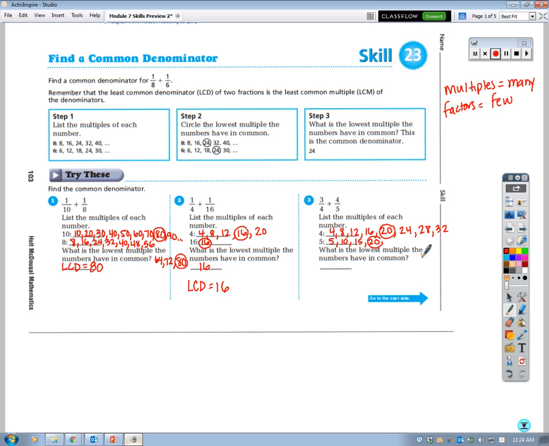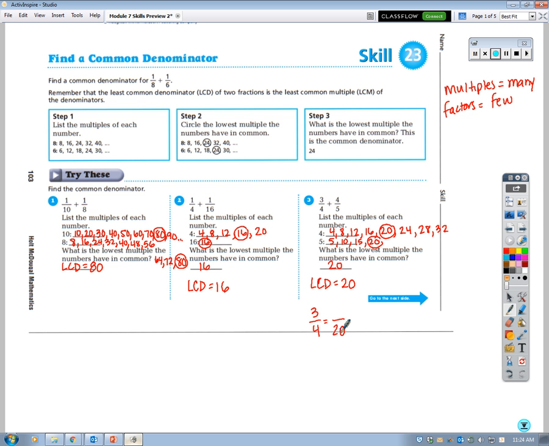So the lowest multiple the numbers have in common is 20, which means my least common denominator is 20. Okay, so that's skill 23 in a nutshell. I do just want to show you guys how you would convert those fractions as this additional information. So you have it. Now what I would do with this LCD is turn 3/4 into a fractional equivalent with a denominator of 20.